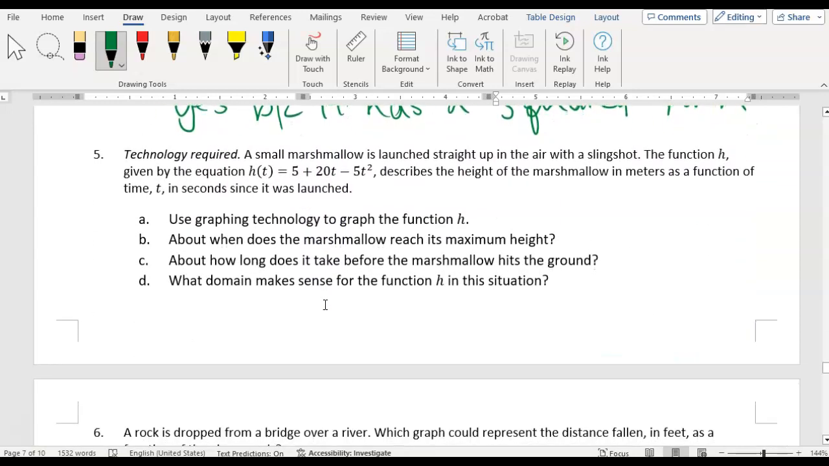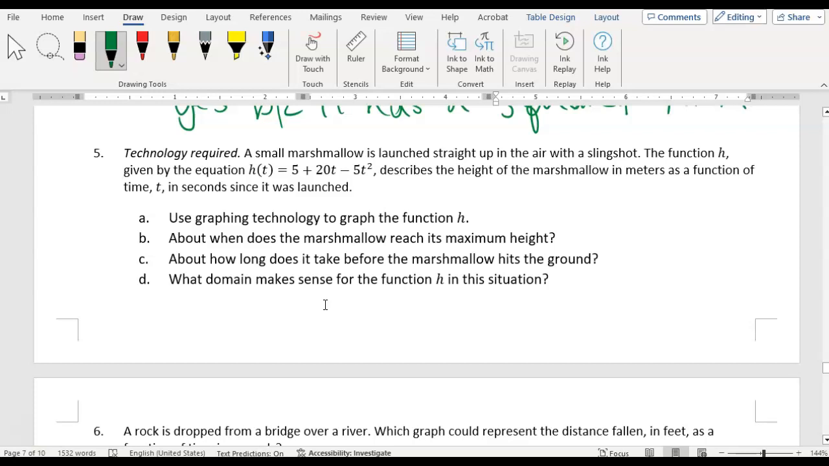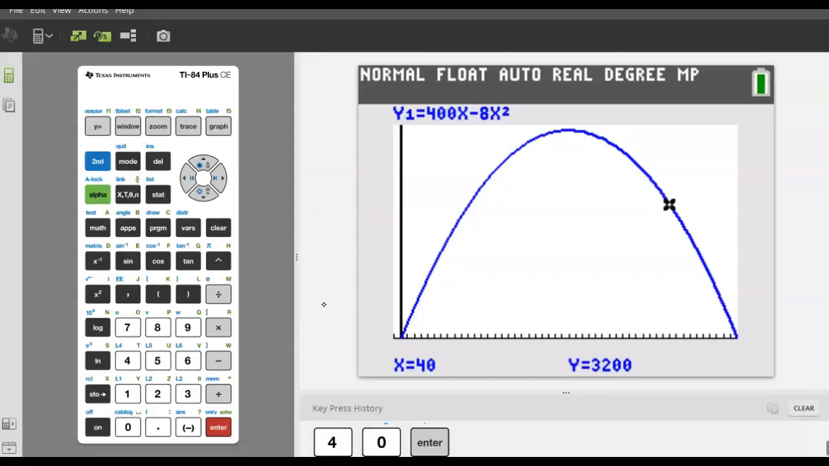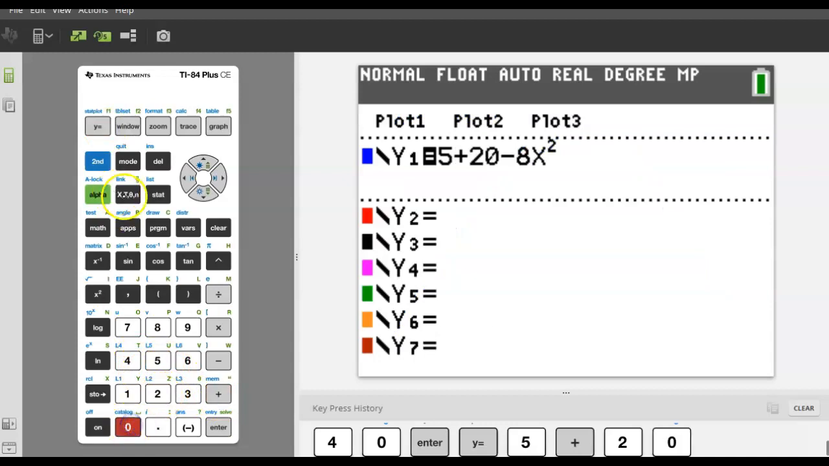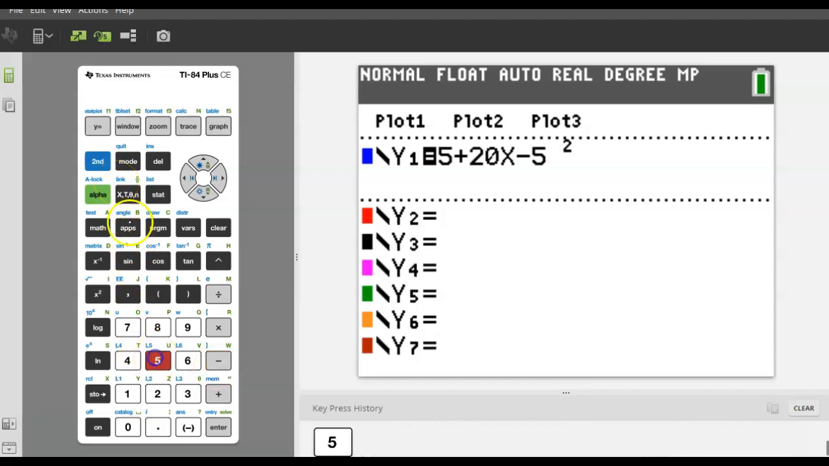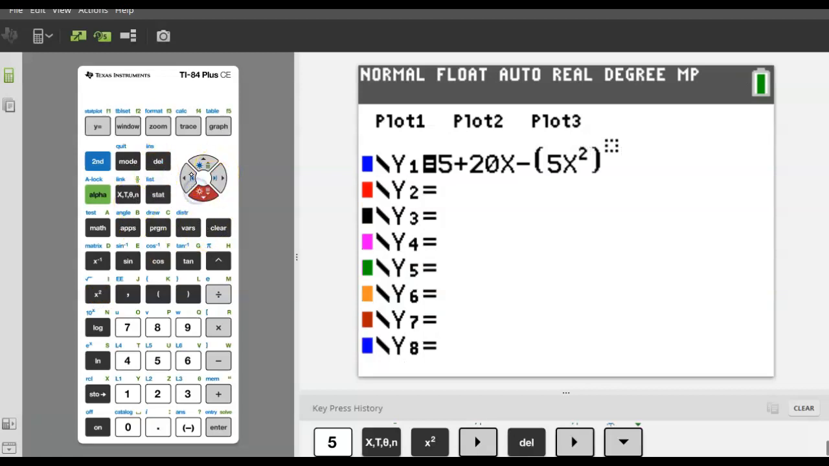All right. Number 5, a small marshmallow is launched straight up in the air with a slingshot. The function h is given by this equation, which describes the height of the marshmallow in meters. So this is in meters, that's why it's not 16t squared, as a function of t in seconds since it was launched. Use graphing technology to graph the function h. So let's do that. 5 plus 20t minus 5t squared. So 5 plus 20x minus 5x squared. And then let me just get rid of that there.